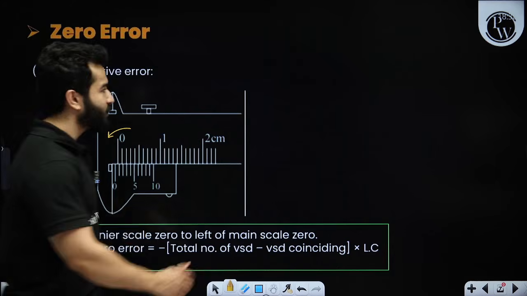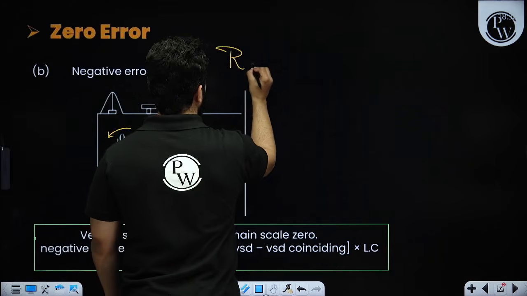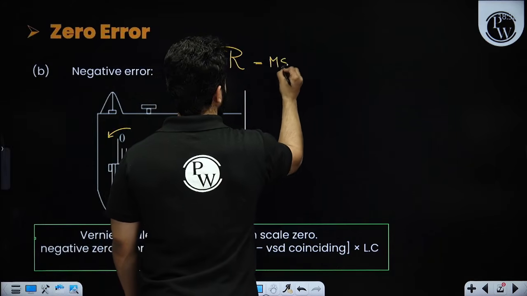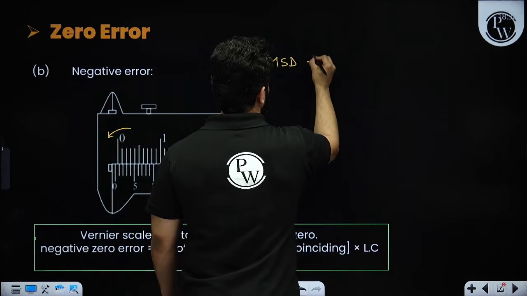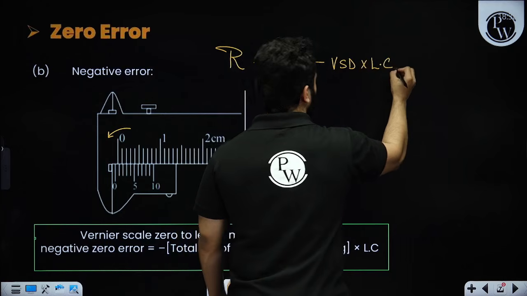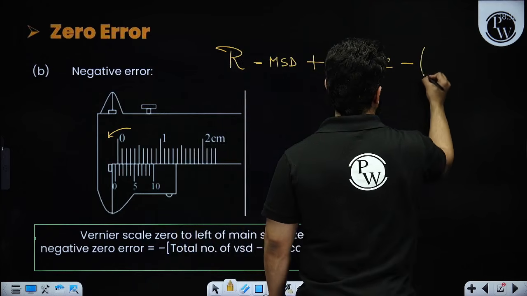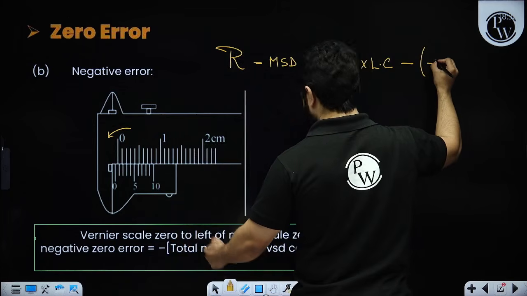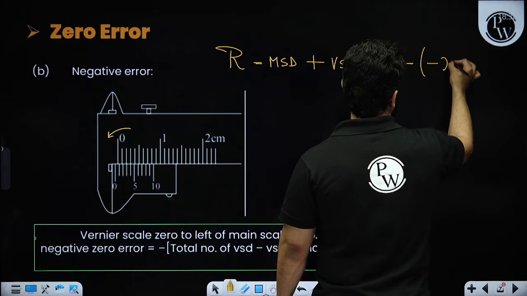And again, please mind you, we are going to write down the reading as main scale reading plus Vernier scale division multiplied by least count. And I have told you we are always going to subtract the error. So minus of minus this value. So let's suppose this value comes out to be x.